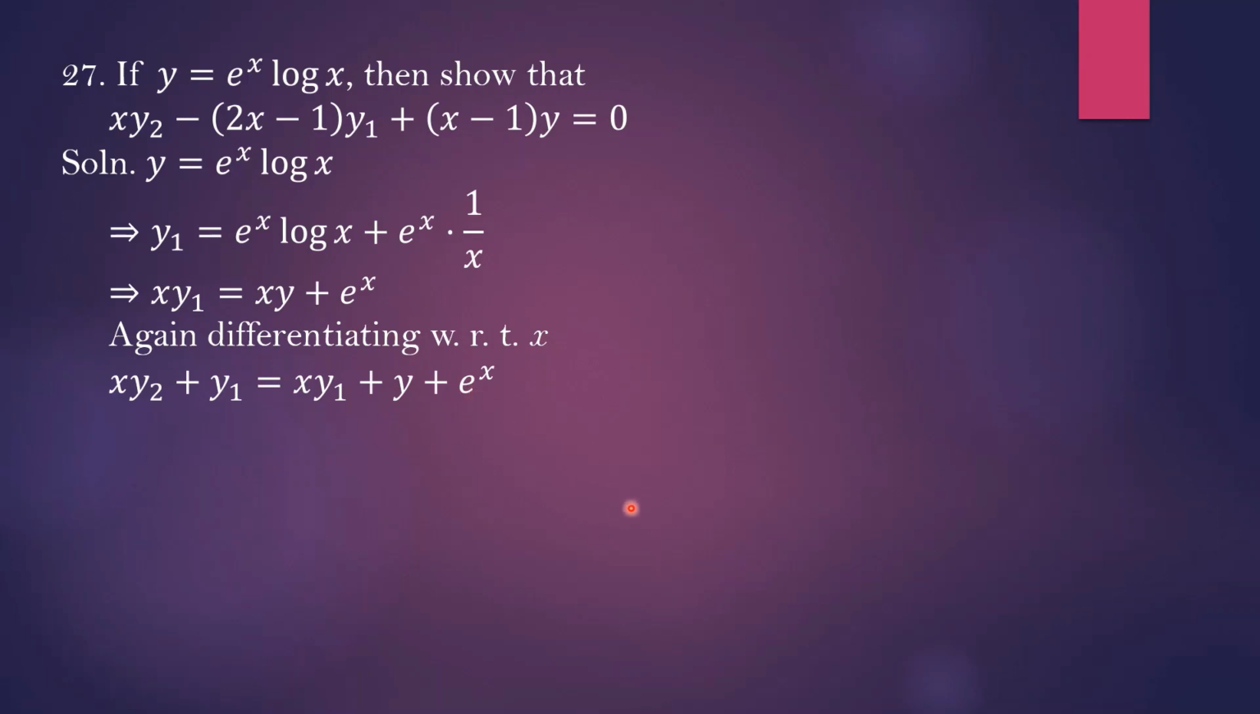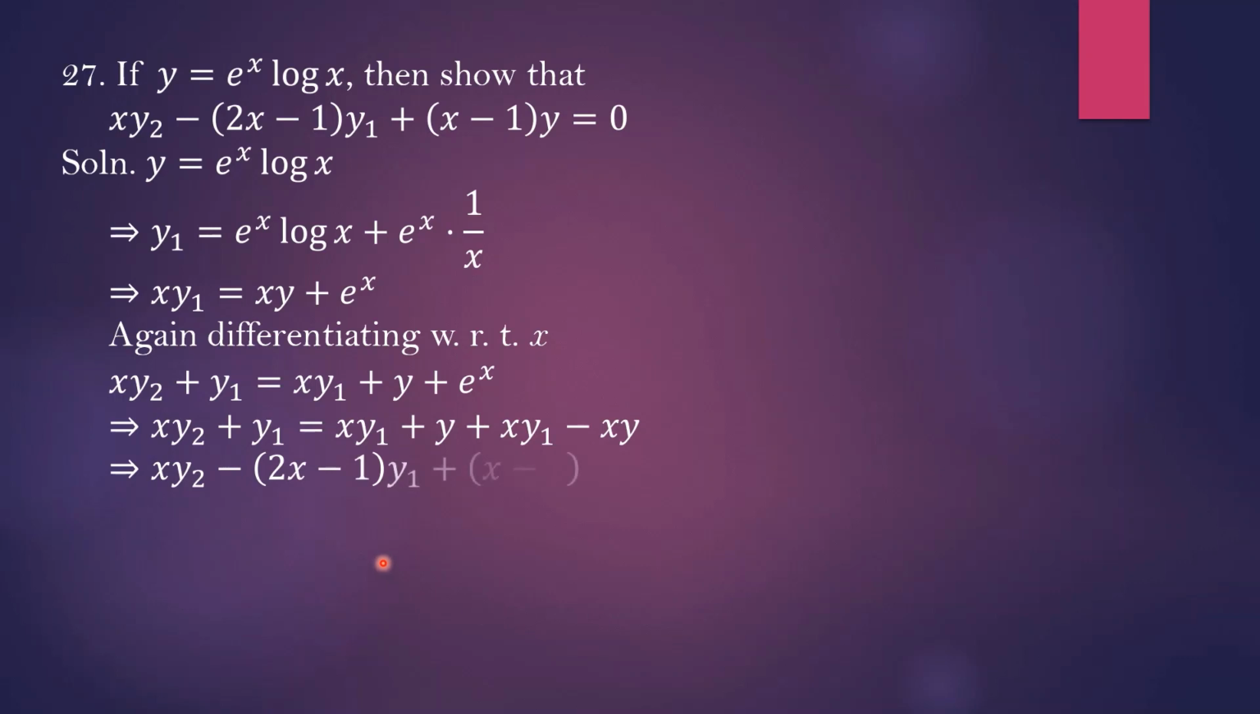You replace it here. So on the left side we put x y2 plus y1 as it is, and on the right side y is there and e to the power x is equal to this value, x y1 minus x y. So x y1 becomes twice x y1, we shift to the left hand side, take y1 common, and from these two terms we take y common, shift to the left, you will get the result. So x y2 minus this one plus this one is equal to 0. So this completes the solution of the problem.